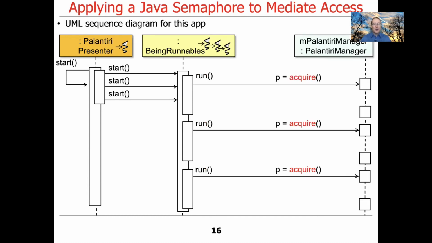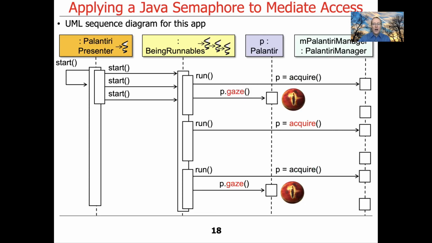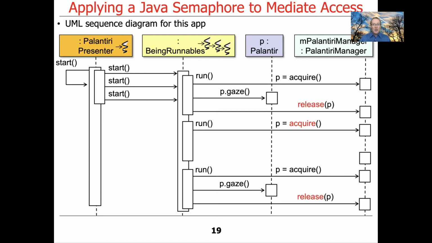Each of those threads will then attempt to acquire a Palantir from the Palantiri manager. Let's say, for the sake of argument, that we've configured the system to have 2 Palantiri, and we have 3 threads trying to acquire. In that case, only 2 of them can get access to a Palantir before the count drops down to 0. Once they acquire it, they can gaze at the Palantir for some period of time. And when they're done gazing, they will release the Palantir.